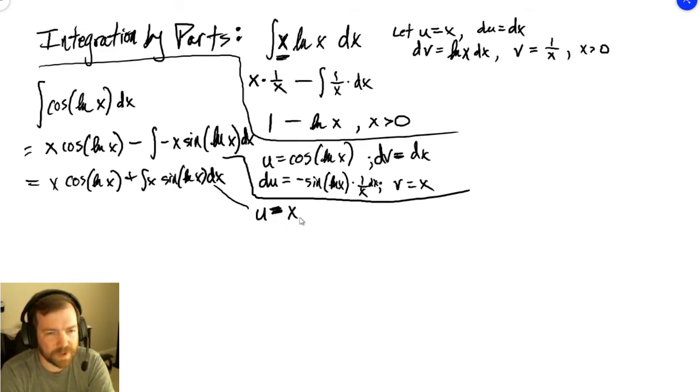Let u be equal to x. This might undo everything we wanted to do here. This is a good thing. All right, let's experiment. Let's see what happens.